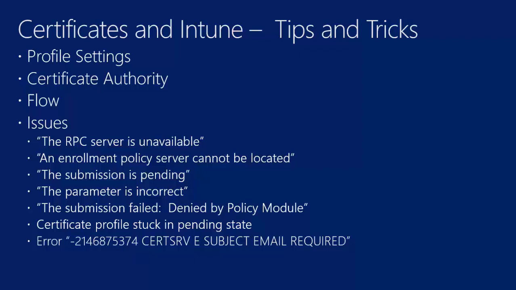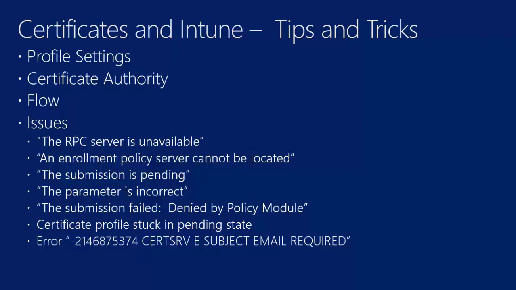So, the RPC server is unavailable. Typically, this is going to be the error whenever the certificate authority detail was not entered correctly into your profile. An enrollment policy server cannot be located. Typically, this is going to happen if you need to manually configure the name of the certificate enrollment policy server, specifically the system that hosts the connector that we use in this. You can pretty easily do that using the Add-CertificateEnrollmentPolicyServer cmdlet, and so that might help you.